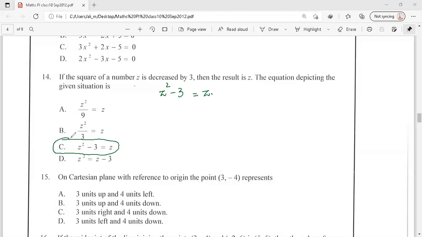On a Cartesian plane with reference to the origin, (3, minus 4) will represent what? So this is the value of x and this is the value of y.